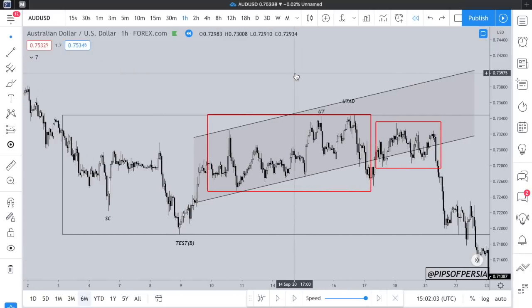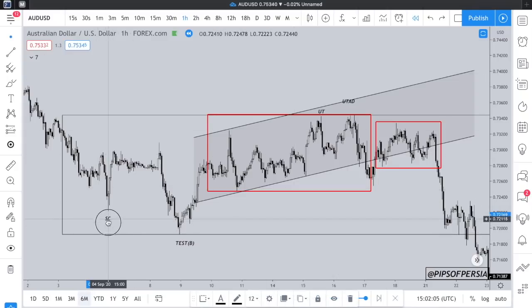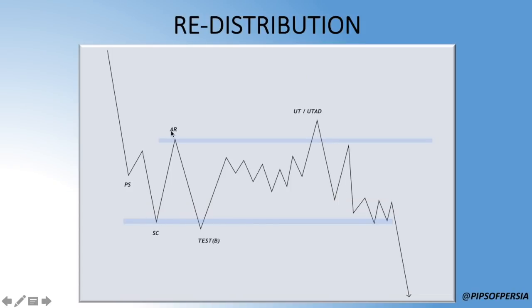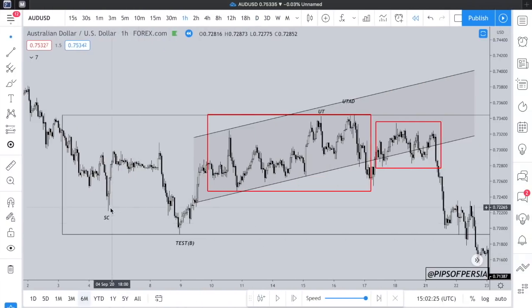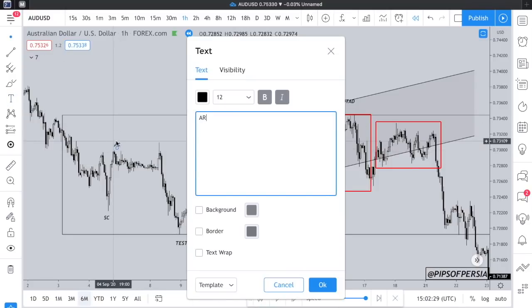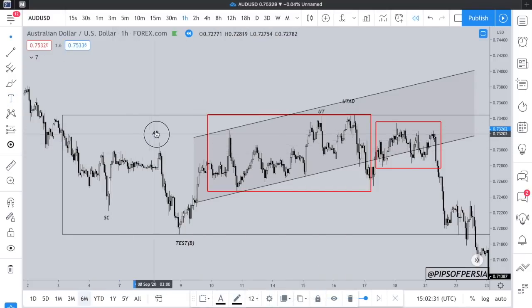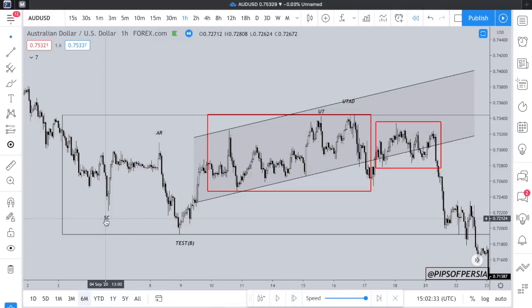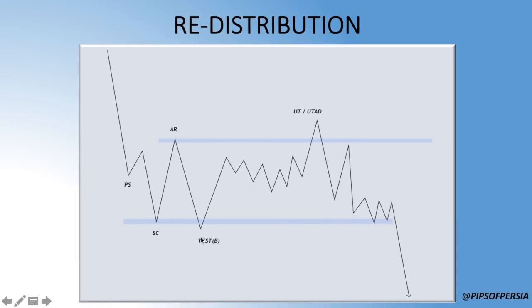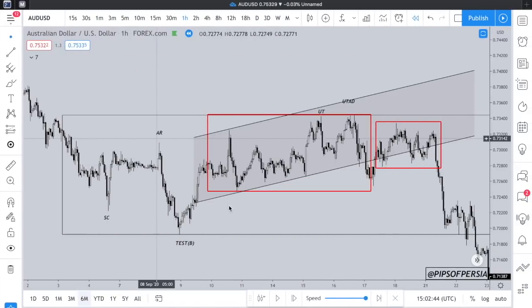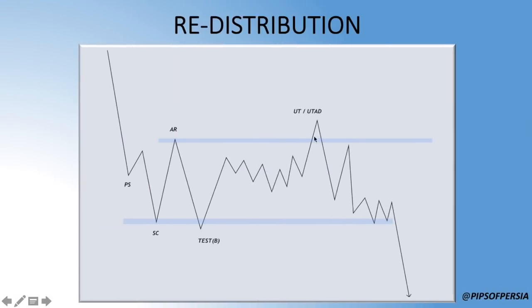And in this specific picture, you can see the markups for the redistribution from this selling climax over here, and then we have an automatic rally back up from the selling climax. I just didn't put that automatic rally over there. Or you can even identify this as your automatic rally back up from that seller's climax, and following that automatic rally you get this test in phase B, and following that you tend to see UT or UTAD, your upthrust or upthrust after distribution. This is the giveaway for redistribution.